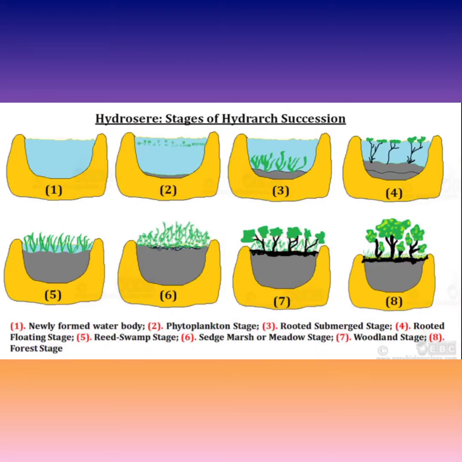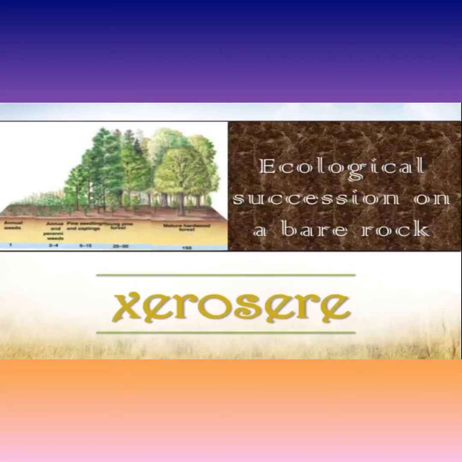Let's see, there are eight steps given. Firstly, newly formed water body. Second, phytoplankton stage. Rooted submerged stage. Rooted floating stage. Reed swamp stage. Sedge meadow stage. Woodland stage. And the climax stage, that is the forest stage.